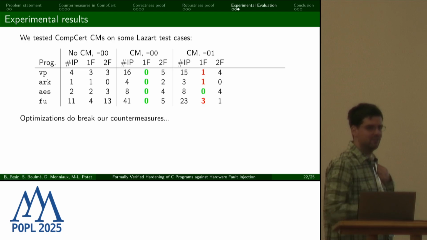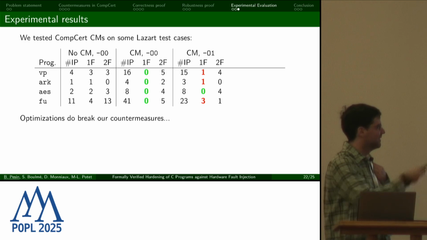But as soon as we activate the optimization of CompCert back, then the one-fault attacks come back, at least for some examples.